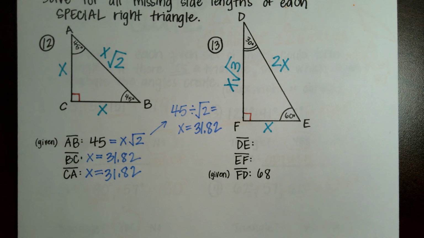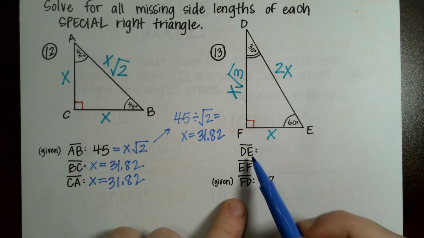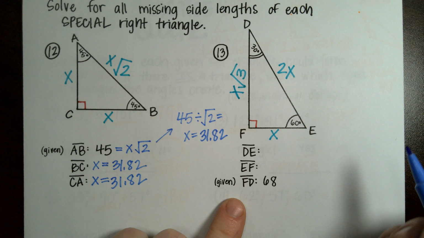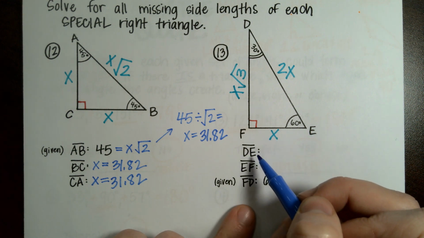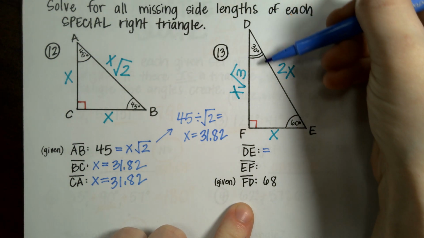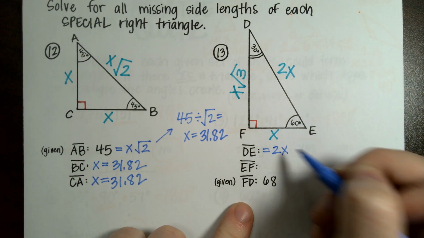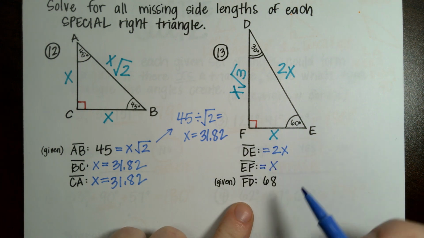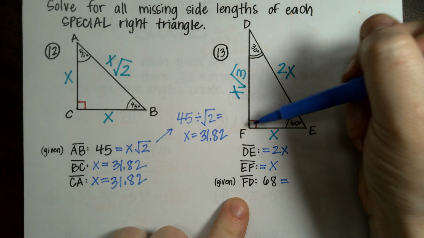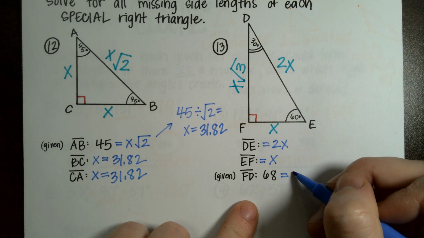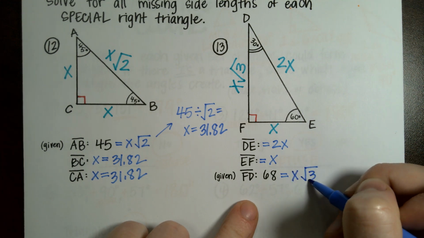Can we go with it together? Yeah, absolutely. Let's do it. So let's start by setting all of these values equal to the given special lengths with the x's and the radicals. So DE, what's that length? What do we know? 2x. Yeah, 2x. EF, what's that one? X. X. And FD, what's that? 68 equals x radical 3. Yes, x times radical 3.